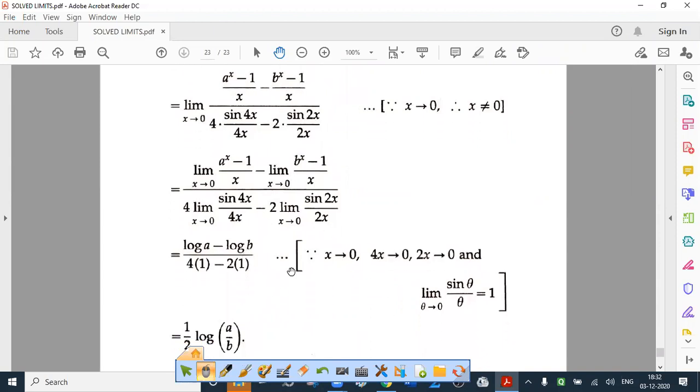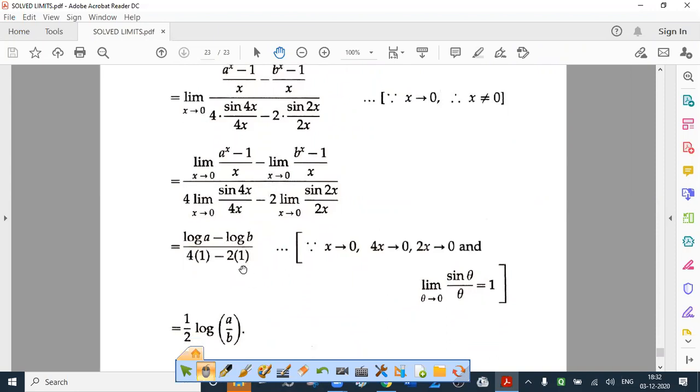Now log a minus log b is log of a upon b. 4 minus 2 is 2. So half log of a upon b. You have to mention the reason.